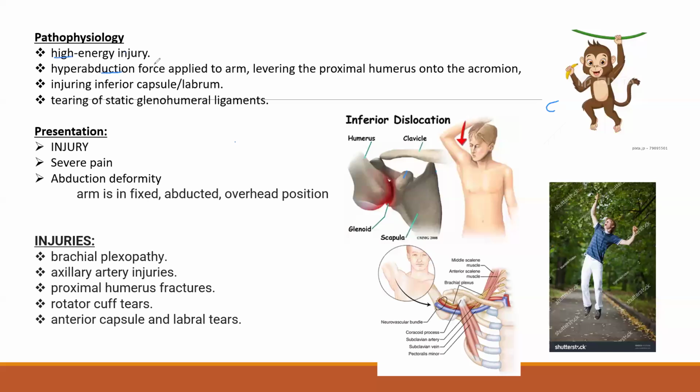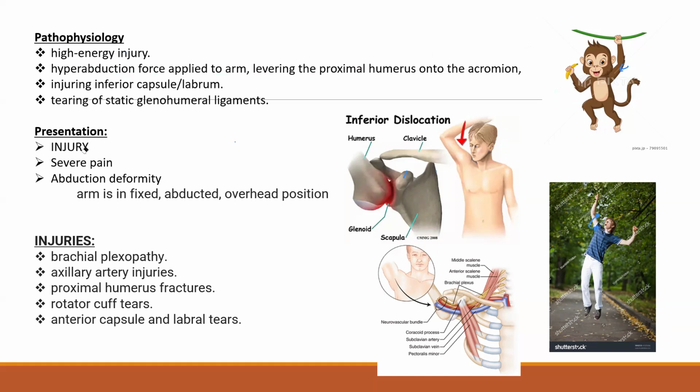So there is a hyperabduction, as if the patient is falling from a height holding on. What is happening here is the shoulder is getting fulcrumed out over the scapula. This is the mechanism of injury when your patient has a shoulder dislocation, dislocating inferiorly. When it dislocates inferiorly, it damages the capsule and labrum, and it tears all the static and dynamic ligaments or structures which are holding it.